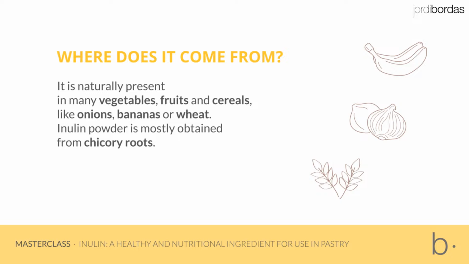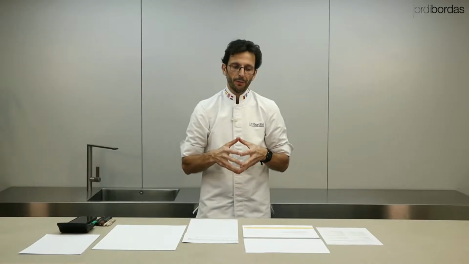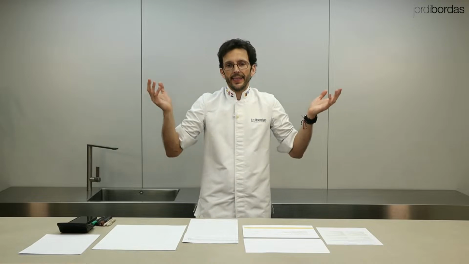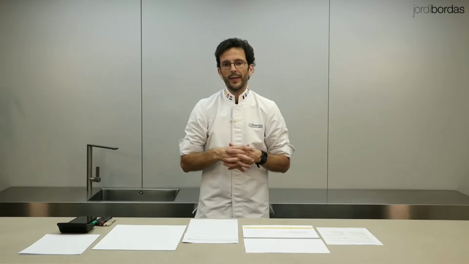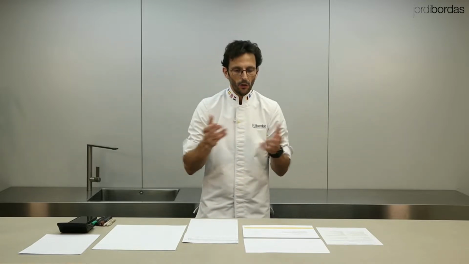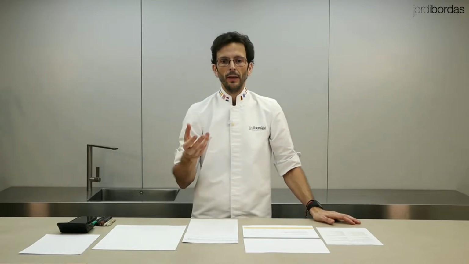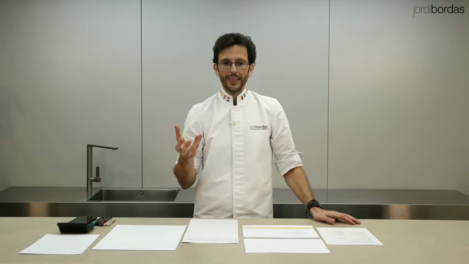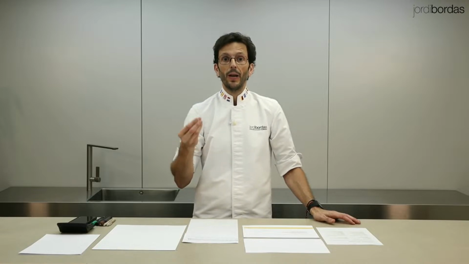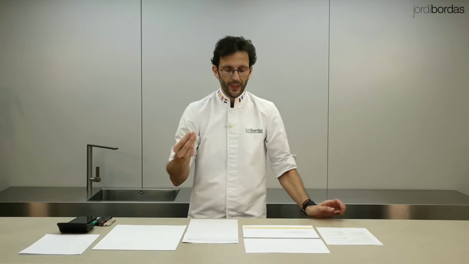Where does it come from? Naturally present in a lot of vegetables, fruits, and cereals: onions, bananas, wheat. That means that inulin is more or less everywhere in vegetables, no? But the extraction, the production, comes from chicory roots. Why did they decide to use chicory roots to extract inulin and not bananas or onions? Because chicory roots have the maximum concentration that we can find in vegetables, 20% naturally present inulin.